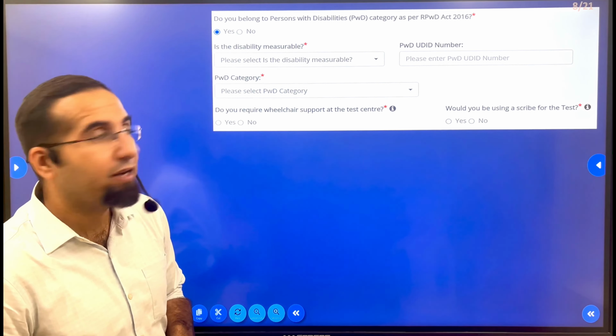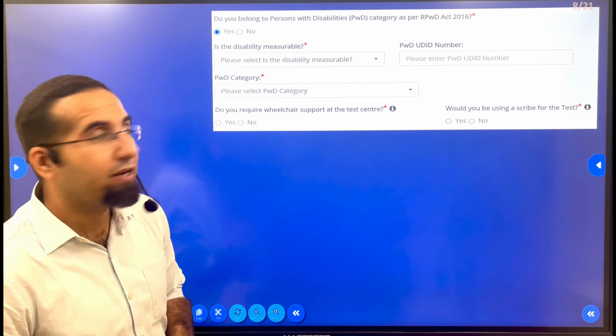Now, two more pieces of information you'll have to give. Point number one, do you require wheelchair support in the test center? And point number two, would you require a scribe for writing the test? Once you fill in the required information, the process will be arranged accordingly for PWD students to write the examination and conduct it in that manner.